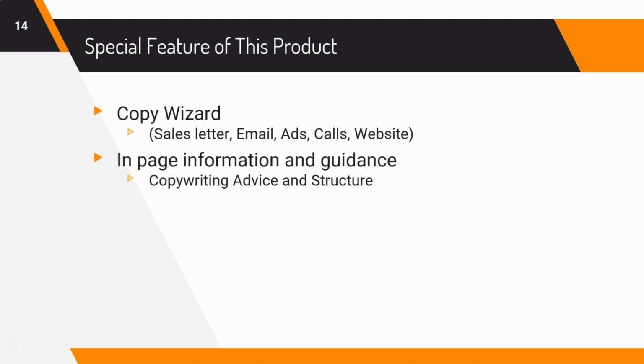The special feature of this product is the copy wizard. As you saw in the previous demonstration, we have sales letter, email, ads, call, website. We choose the big category, and after that it gives us steps to fill out and get our final copy. Also we have the in-page information and guidelines. So we have copywriting advice on the content and the structure. It gives us the steps to create things. So this is interesting about this product.